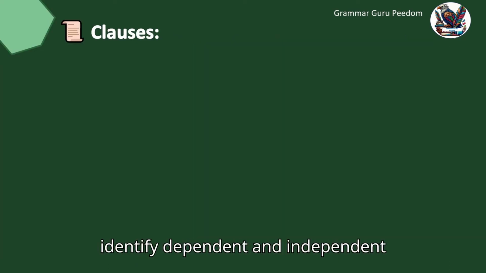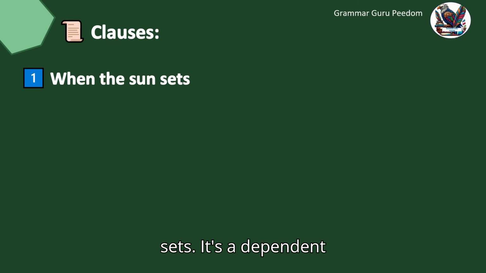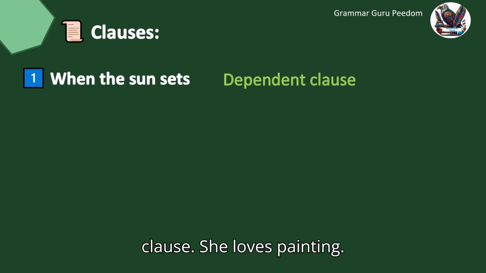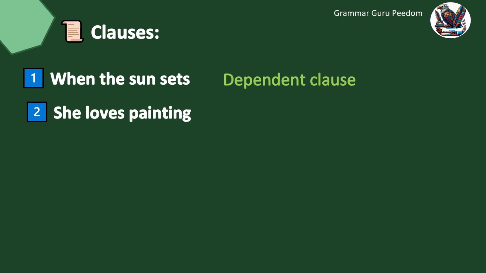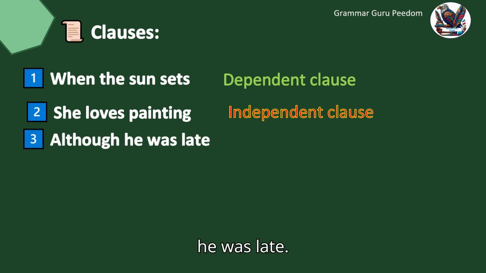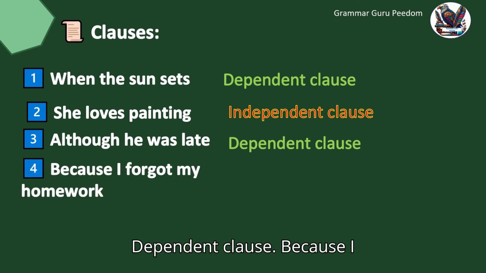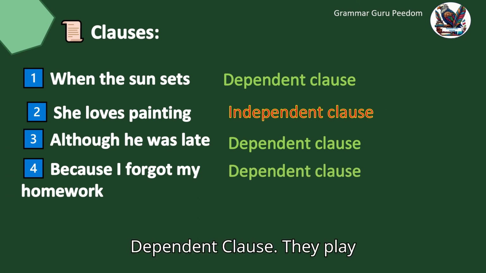Now, can you identify dependent and independent clauses from the following? When the sun sets, dependent clause. She loves painting, independent clause. Although he was late, dependent clause. Because I forgot my homework, dependent clause.